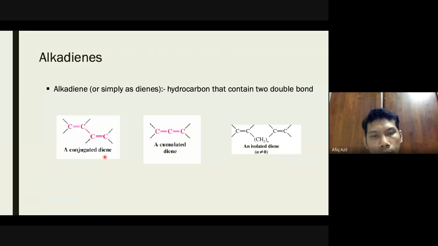So these are alkadienes, or basically dienes. You have 3 types. I think you have encountered this before. You have conjugated dienes, in which you have double, single, and double bonds. Cumulated dienes, which are side by side, where you have a double bond and a double bond. And also isolated. Isolated means the positions of these 2 double bonds are quite far from each other. For example, they are separated by 2 or 3 carbons, so they do not affect one another.